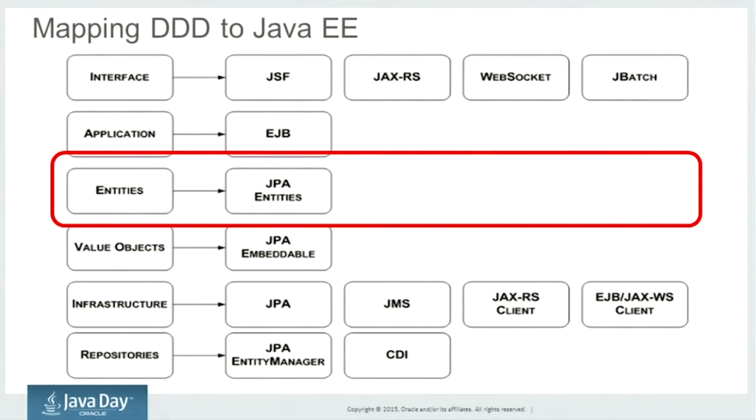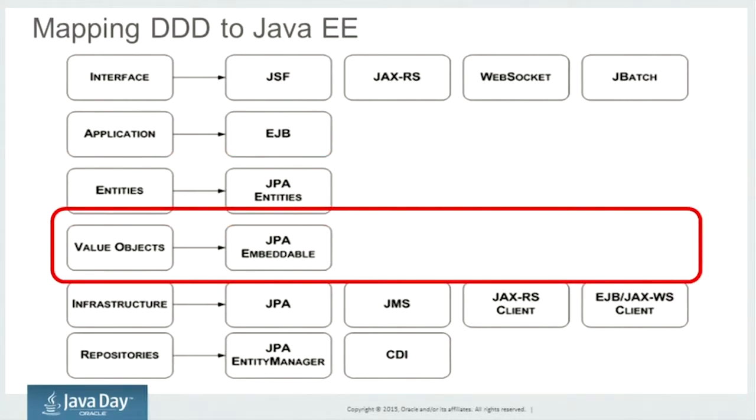Entities actually have a very nice, well-named mapping in Java EE. By and large, entities will map to JPA entities, and JPA entities will let you model both data and behavior as well as IDs. So it's a very clean mapping there.